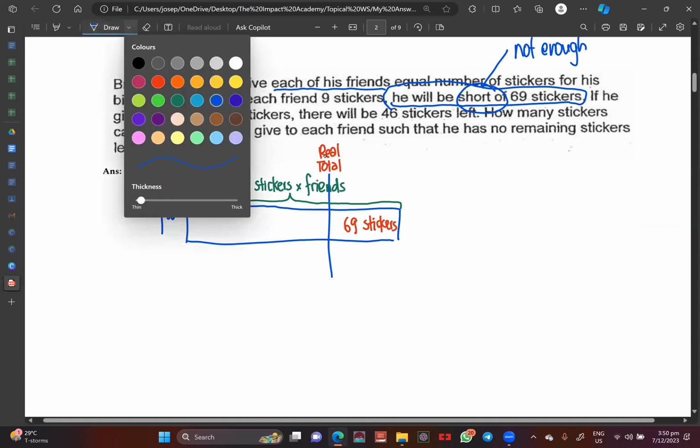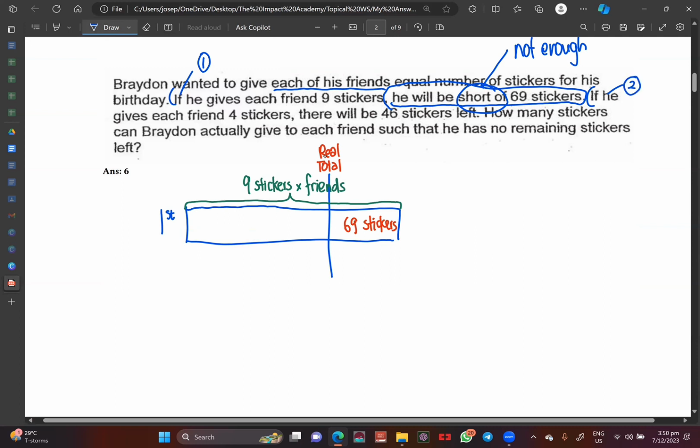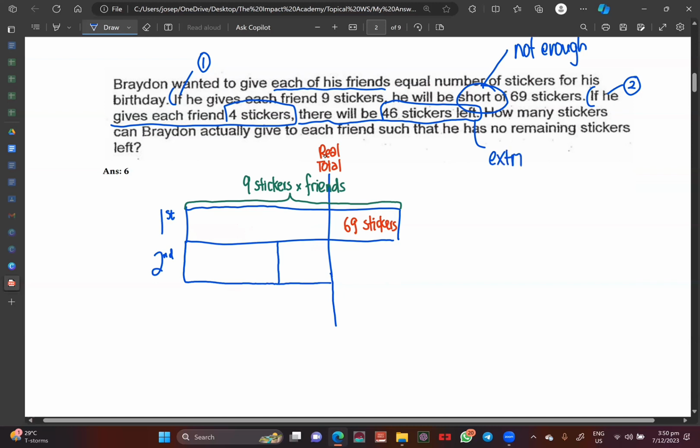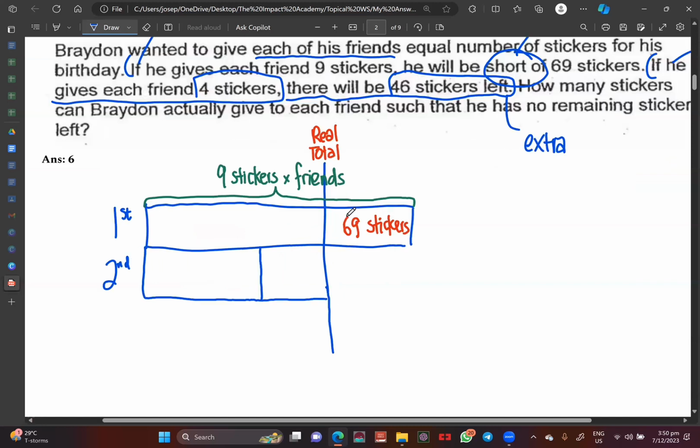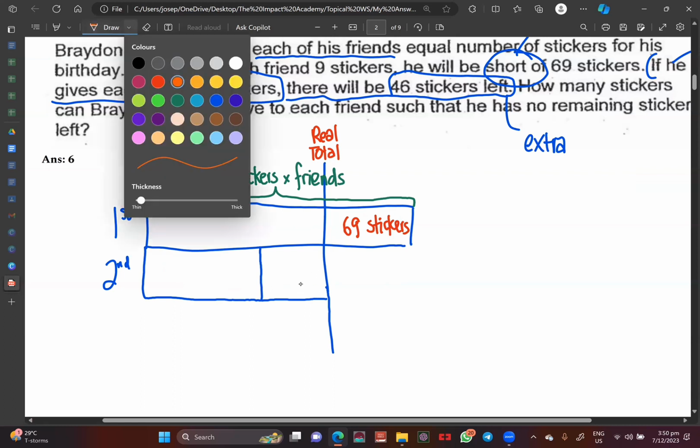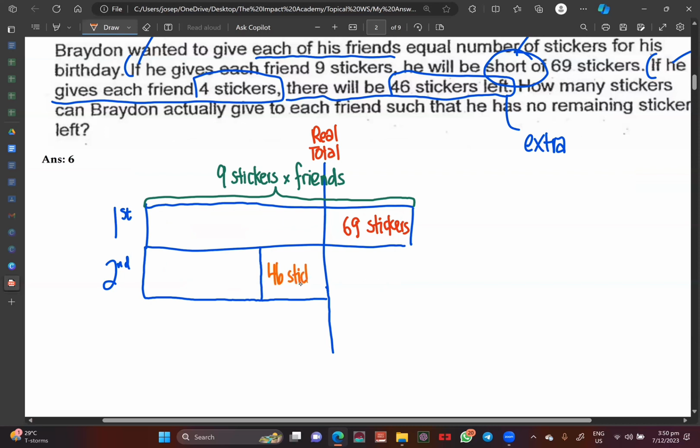We look at the second if. If he gives each friend how many stickers? 4. So the second is if he gives each friend 4 stickers. So 4 stickers is definitely smaller, right? Smaller or more? Smaller. There will be 46 stickers, that's extra. This is my extra, isn't it true? It will not be more than my real total, because my real total should stop here. So I'm just going to put 46 stickers.